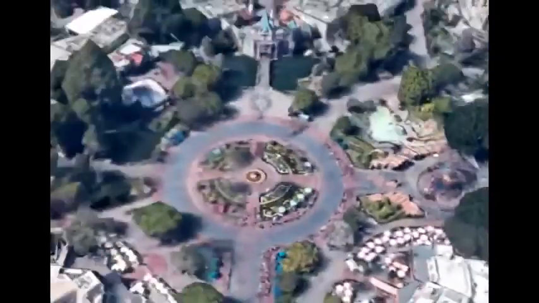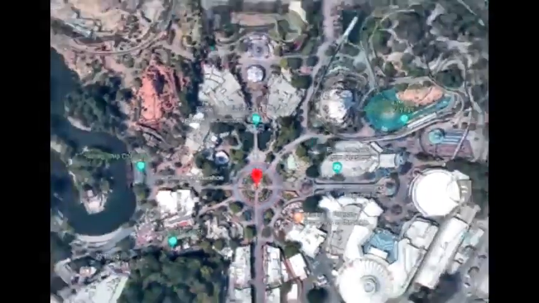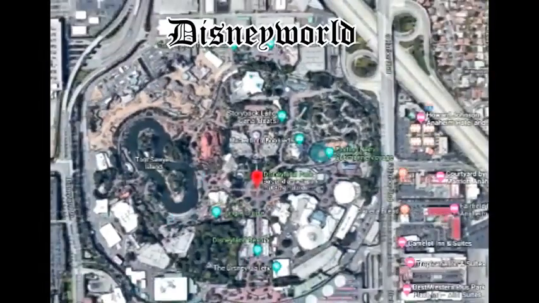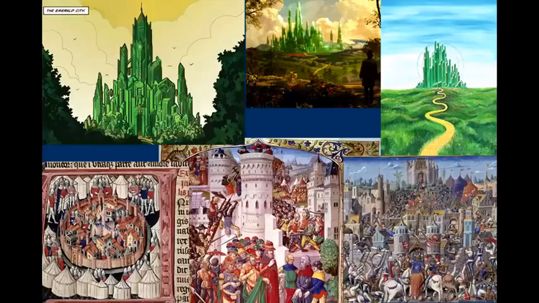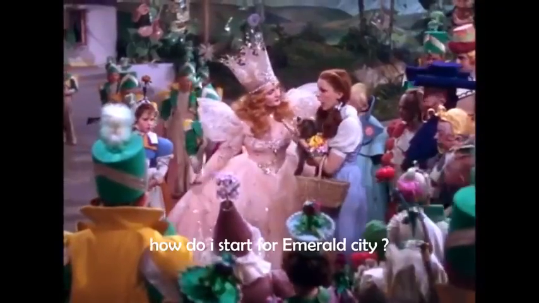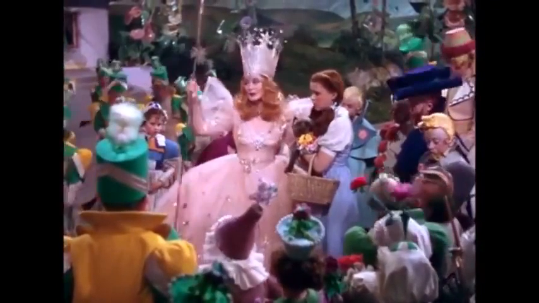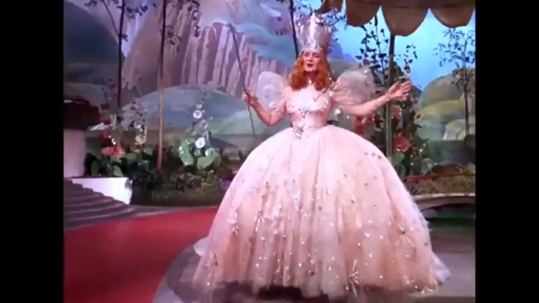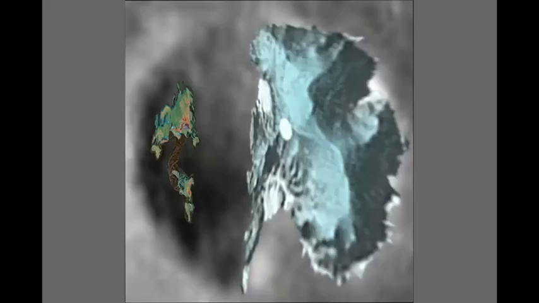Where did we see that before? Exactly, in the center of the Disney World. So now it's getting interesting. Jerusalem is Emerald City. But how do I get to Emerald City? It's always best to start at the beginning, and all you do is follow the yellow brick road. So this whole story of the Wizard of Oz is about how to get to Emerald City.